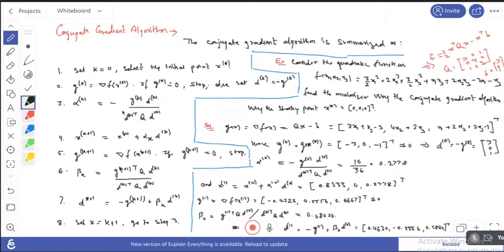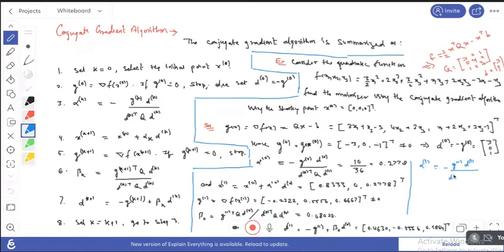From here you can find alpha 1. So from here you move to step 3. What is in step 3? Step 3 is that you have to find alpha 1. Alpha 1 is equal to minus g1 transpose d1 over d1 transpose Q d1.